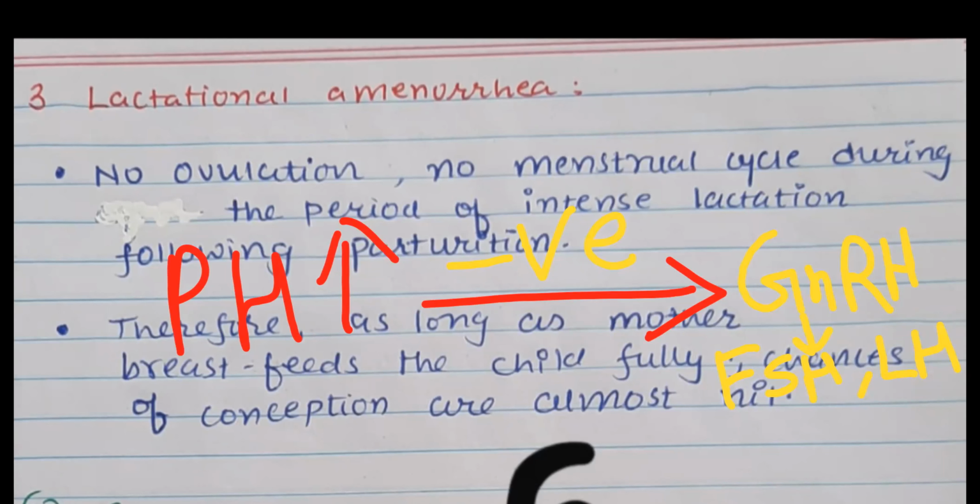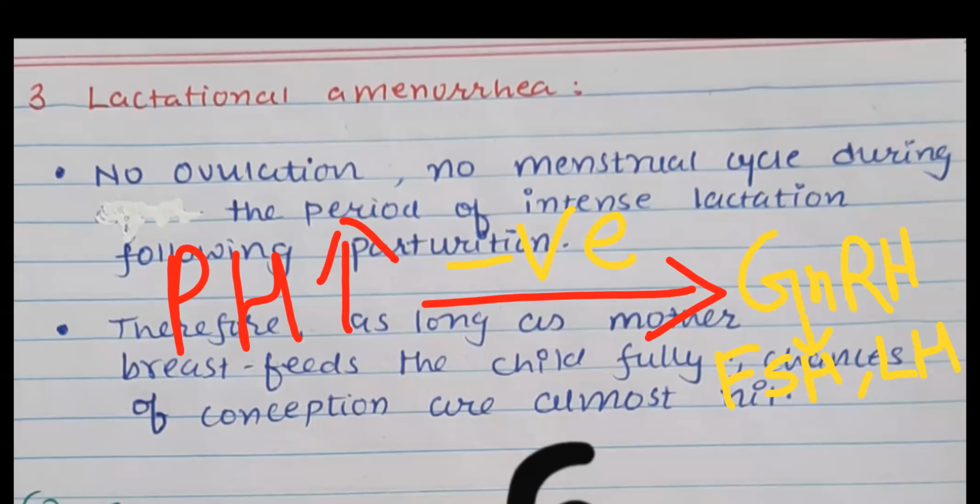So remember, prolactin hormone level is high. See, it is a natural hormonal method. Remember this, in NEET this point has come once as an MCQ. Here the main mechanism is what? Lactational amenorrhea, that is, during breastfeeding time there is no menstrual cycle.